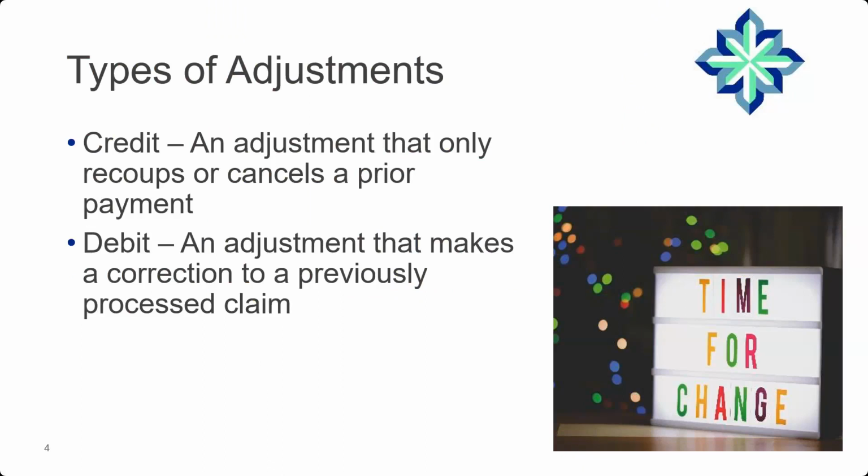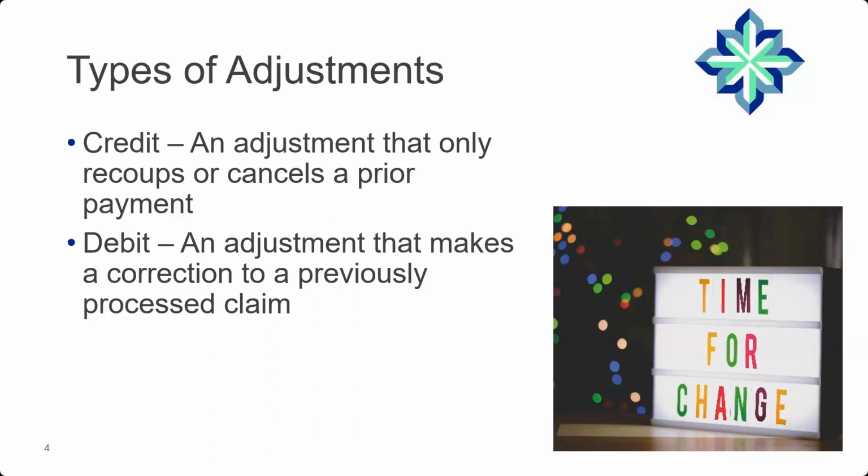Personally, I have never used the term credit adjustment. Many of us just refer to those as cancels because that's what it did. It canceled the original claim. Debit adjustments, I always just called them adjustments because it adjusted the original claim. So your facility may have different terms that you use, but this is how CMS defines the two types of adjustments.